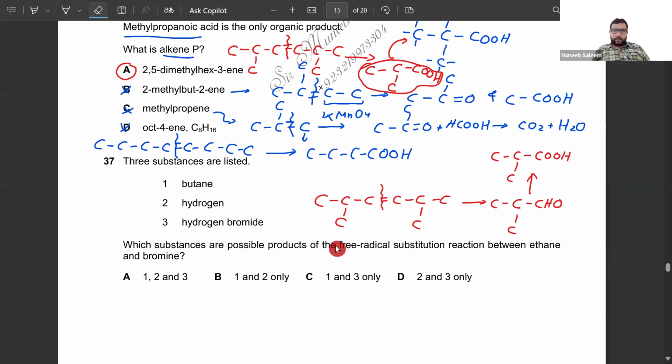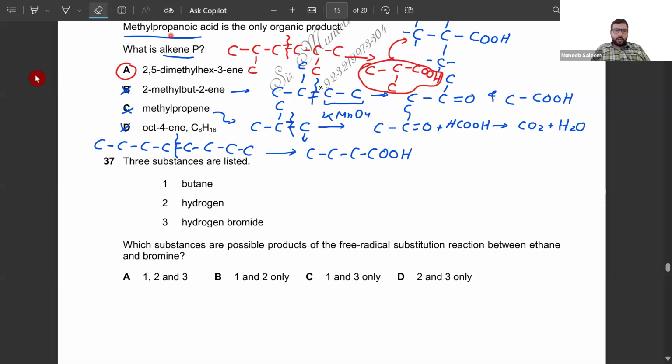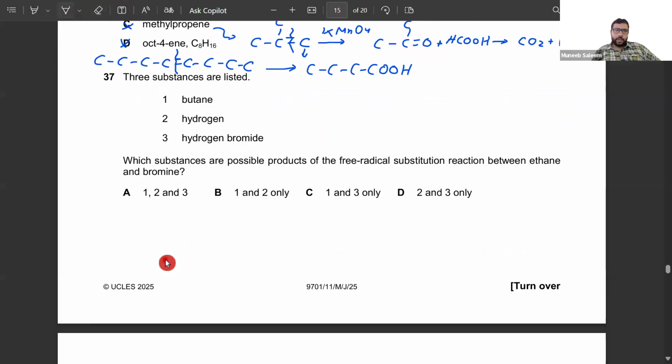Now the question number 37. Question number 37 states, three substances are listed, and these are the three substances. Which substances are possible products of the free radical substitution between ethane and bromine?